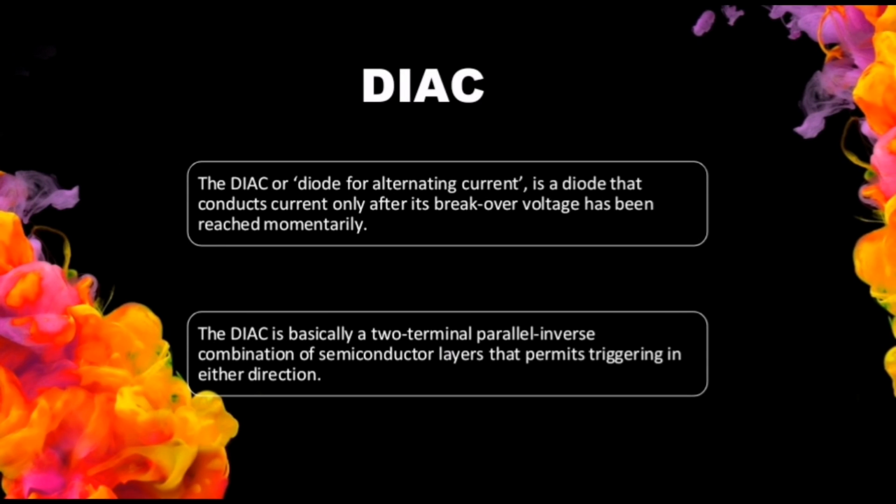Diac. What is a diac? A diac is a full wave or bidirectional semiconductor switch that can be turned on in both forward and reverse polarities. The diac, or diode for alternating current, is a diode that conducts current only after its breakover voltage has been reached momentarily. The diac is basically a two-terminal parallel inverse combination of semiconductor layers that permits triggering in either direction.